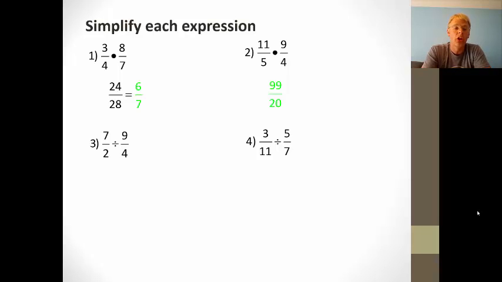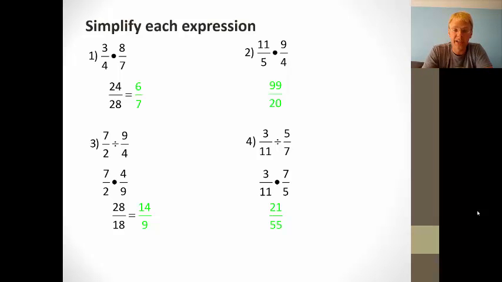For 1 and 2, we should end up with 6 over 7 and 99 over 20. For 3 and 4, we should end up with 14 over 9 and 21 over 55. Remember on 3 and 4, it's keep, change, flip. On 1 and 2, it's just multiply straight across.